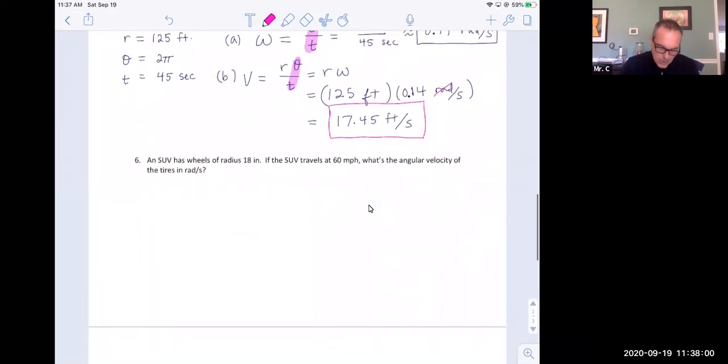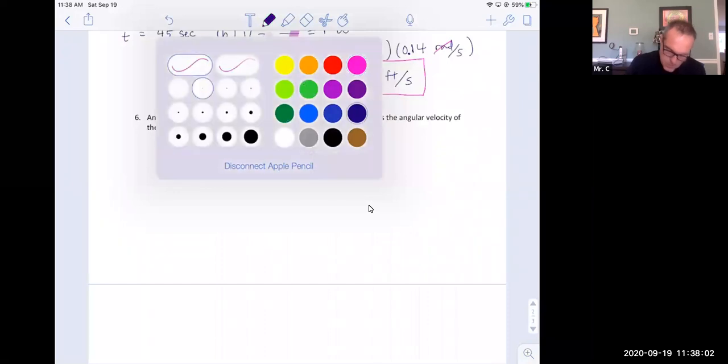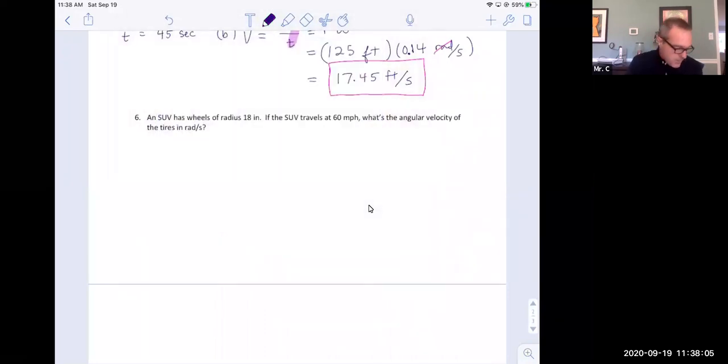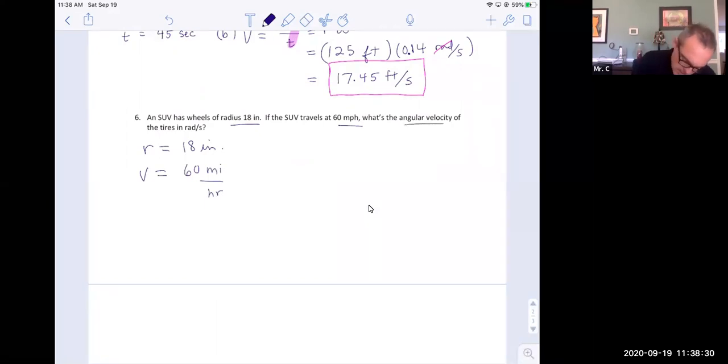Okay, I'm going to go one more quick problem here to finish off the worksheet. Again, I'm going to go fast, so feel free to pause your video at any time if you'd like. I got a radius on an SUV of 18 inches, which is totally unrealistic. I think that's kind of small, but I could be wrong. The SUV travels at 60 miles per hour. That's a linear velocity. And I want to know what's the angular velocity. Remember, that's what omega is. And I want the unit to be radians per second.